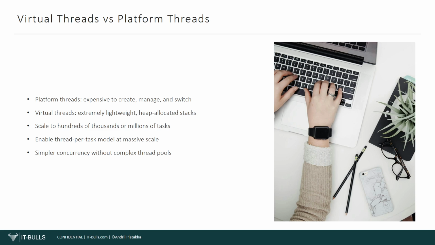So how do virtual threads compare to platform threads in practice? The key difference lies in cost and flexibility. Platform threads are expensive to create, maintain, and switch between. Virtual threads, on the other hand, are so cheap that you can spin up hundreds of thousands of them without blinking. And this opens the door to a dramatically simpler thread-per-task programming model, even at massive scale.